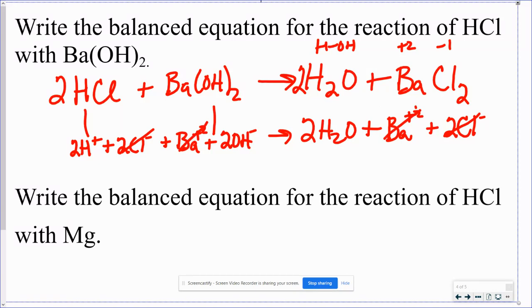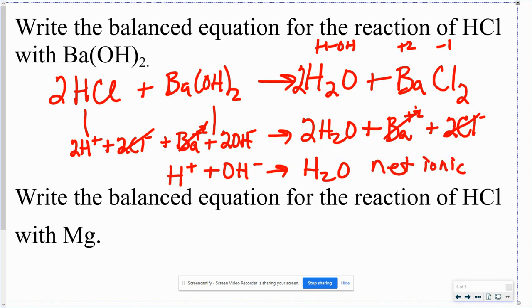So what we're going to have left is H+ plus OH- makes water. And this is the net ionic equation for all strong acid, strong base reactions. It's always just H+ plus OH- makes water. We could have just written that right at the beginning and been done.